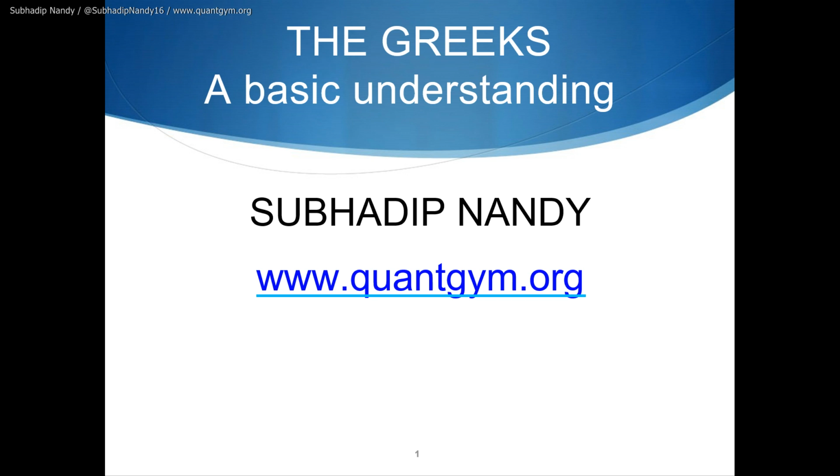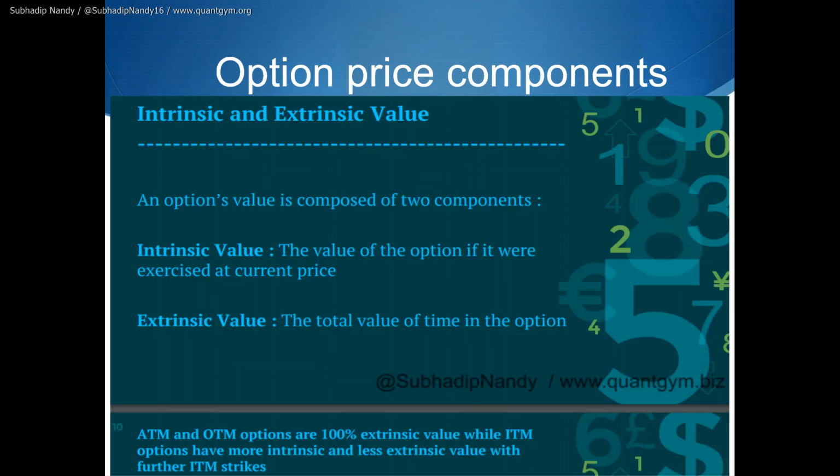Now, this is my understanding of Greeks. So, let's get down to the point. Before we get into Greeks, a very basic primer on how an options price is actually composed. Any options price has two components, intrinsic value and extrinsic value. Intrinsic value is the value of the option if it were to be exercised at current price.